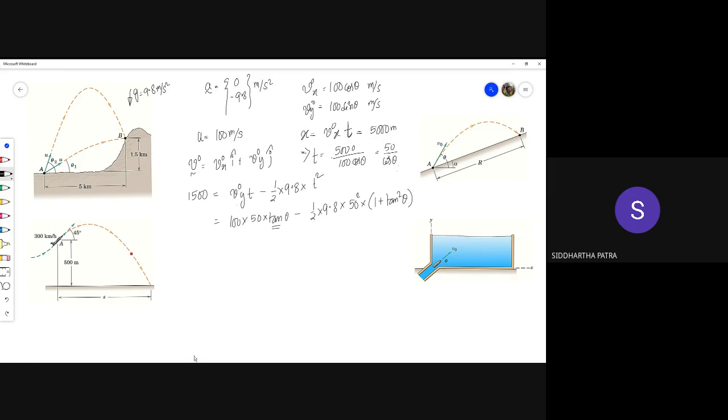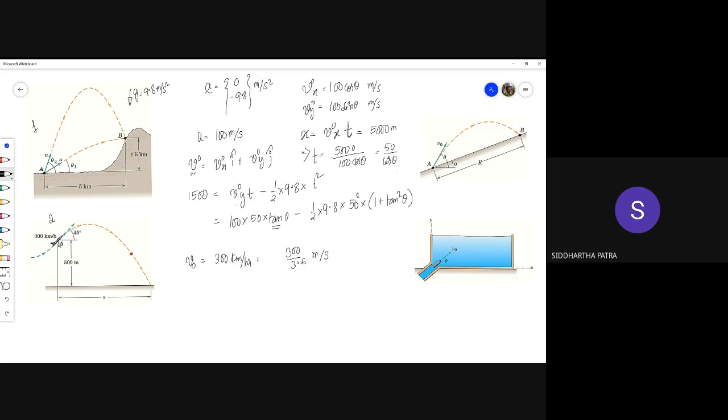Now let's go for problem number two. So this is problem number one, and this one is problem number two. So this airplane right here, in its trajectory, was at point A, moving with a velocity of 300 kilometer per hour. So you can say that the v0 is 300 kilometer per hour. That can be directly converted to meter per second by dividing with 3.6. Okay, so it is moving with that speed, and makes an angle of 45 degree with the horizontal.